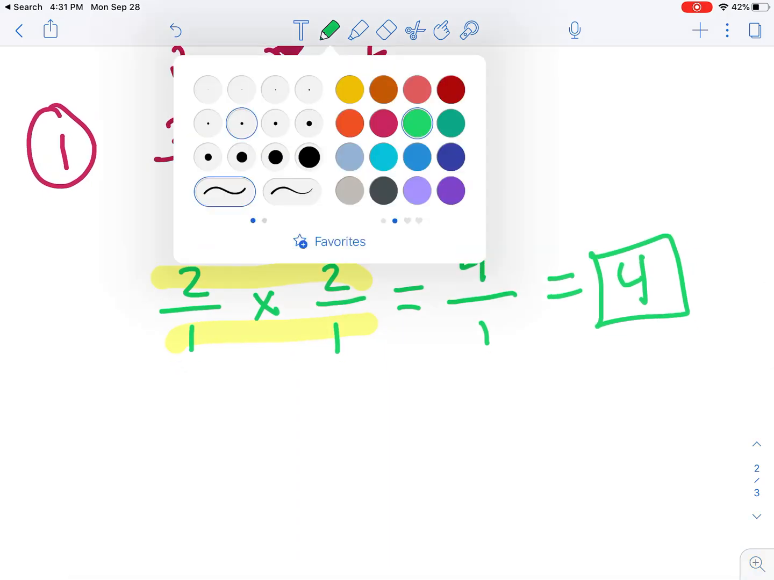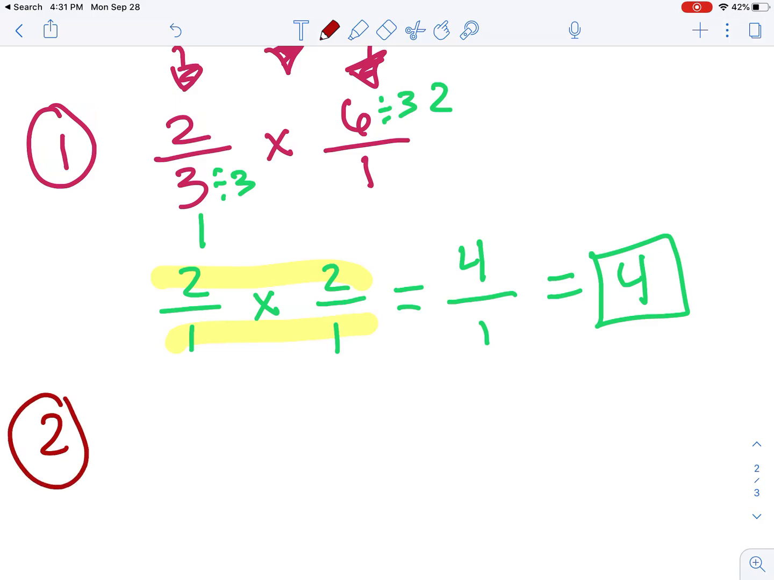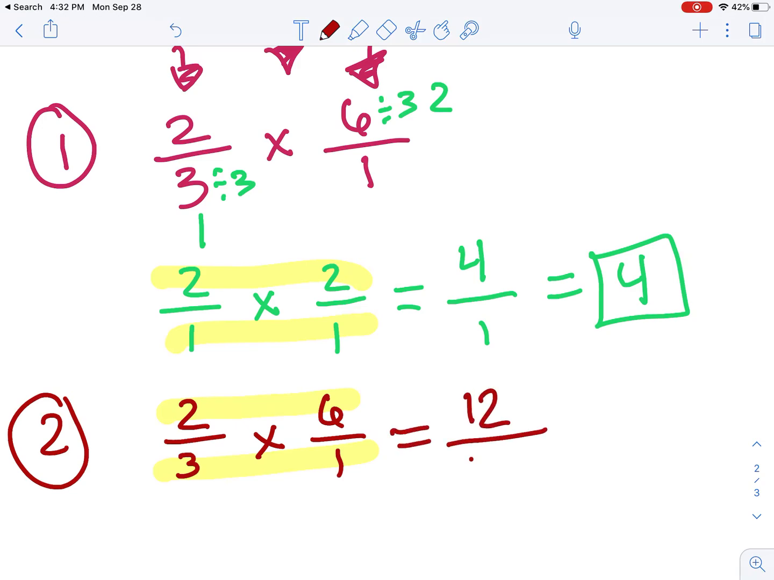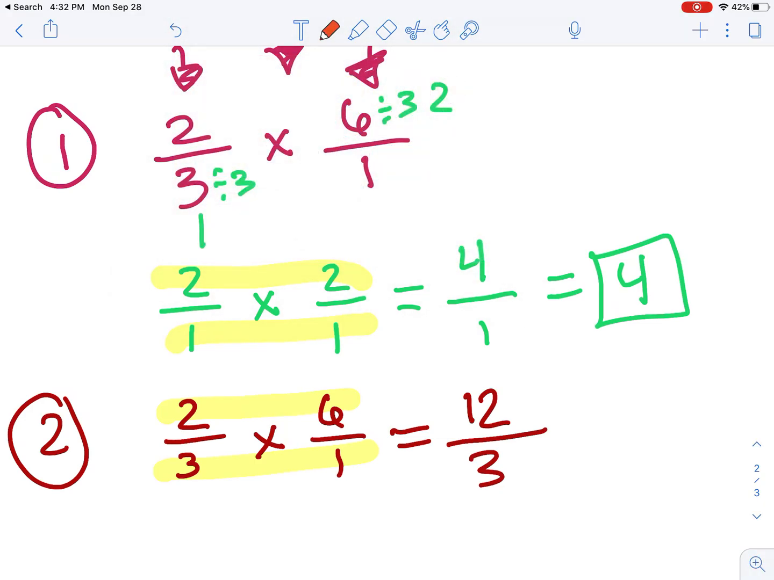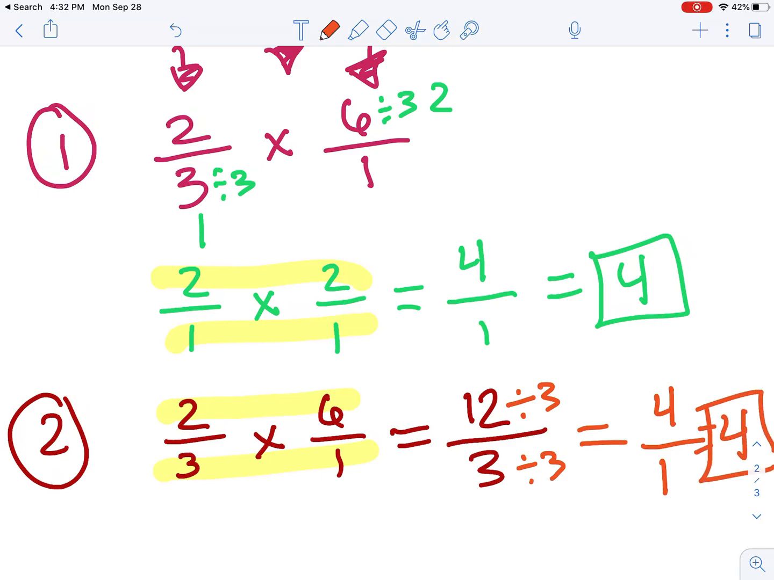Now, the second way that we can do this is if we want to simplify after we multiply. So let's say we have 2/3 again times 6/1, and we're going to simplify this time after we multiply. We're just going to multiply straight across. 6 times 2 is 12, and 3 times 1 is 3. I can simplify this fraction by dividing both of these numbers by 3. They're both divisible by 3. So 12 divided by 3 is 4, and 3 divided by 3 is 1. So again, I have the same answer, 4 bags of popcorn.